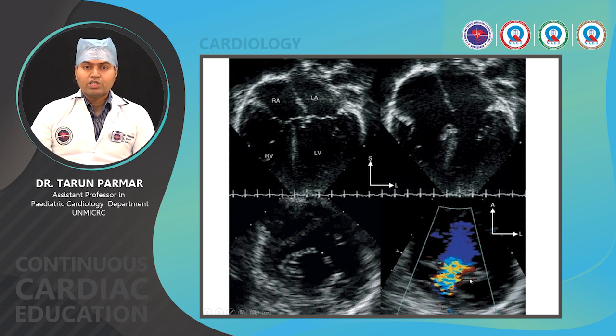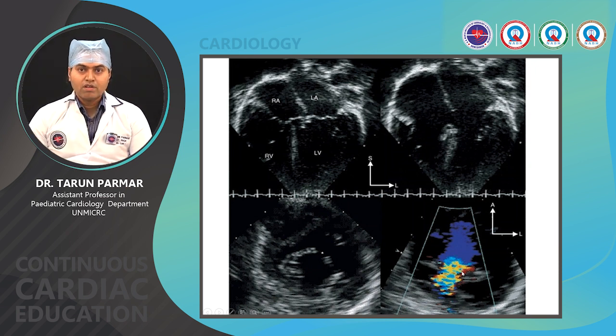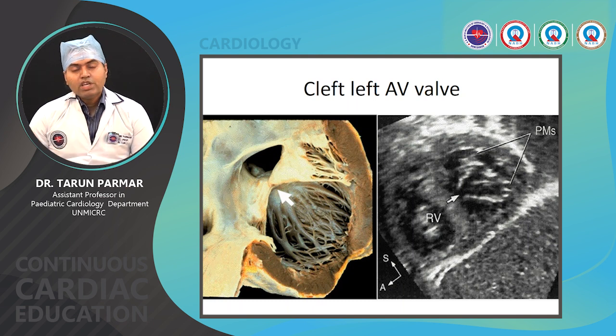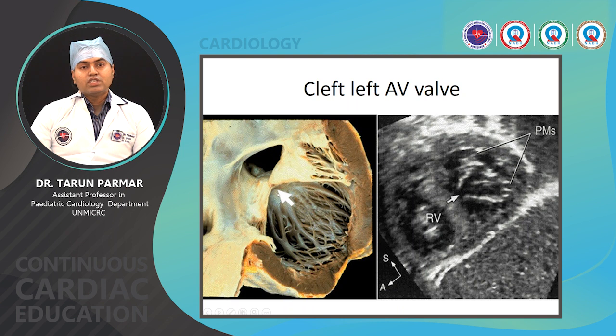This is the Doppler interrogation showing the moderate regurgitation from the cleft in the AV valve. So here we can clearly see the cleft in the left AV valve. So this is the morphological specimen. You can see there is a cleft in the left AV valve.